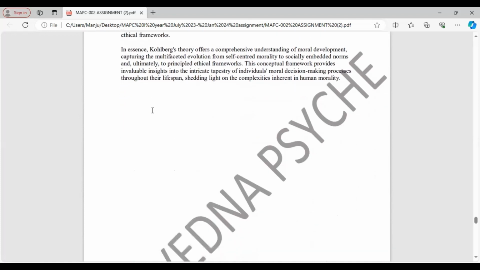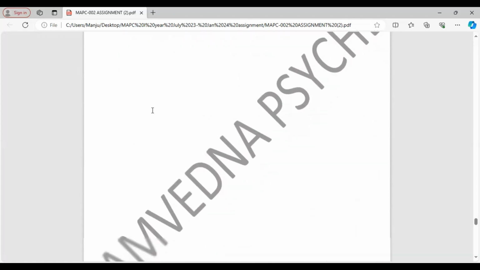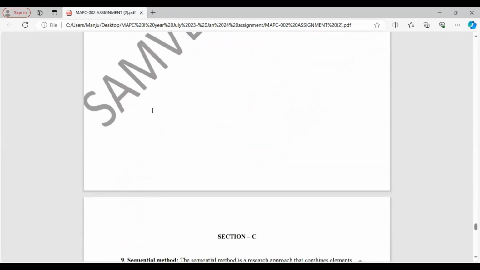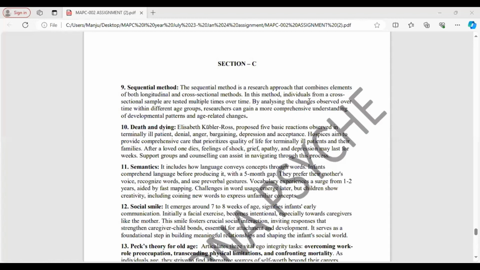With this, section B is completed, and we will move to section C, which we will write from a fresh page. Section C, sequential method, is a research approach that combines elements of both longitudinal and cross-sectional methods. In this method, individuals from a cross-sectional sample are tested multiple times over time, and by analyzing the changes observed over time within different age groups, researchers can gain a more comprehensive understanding of developmental patterns and age-related changes.